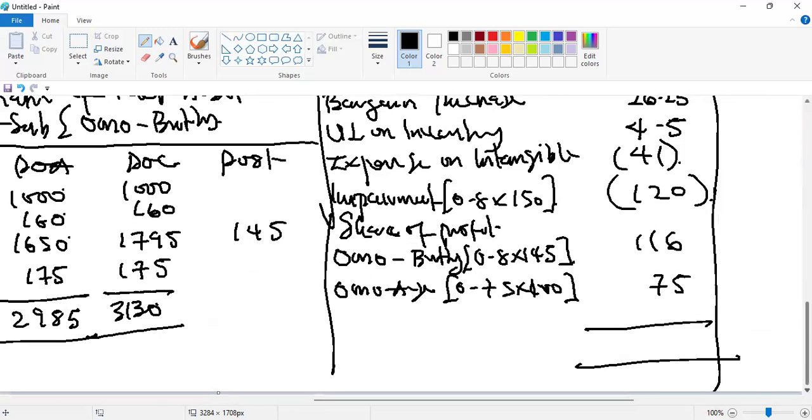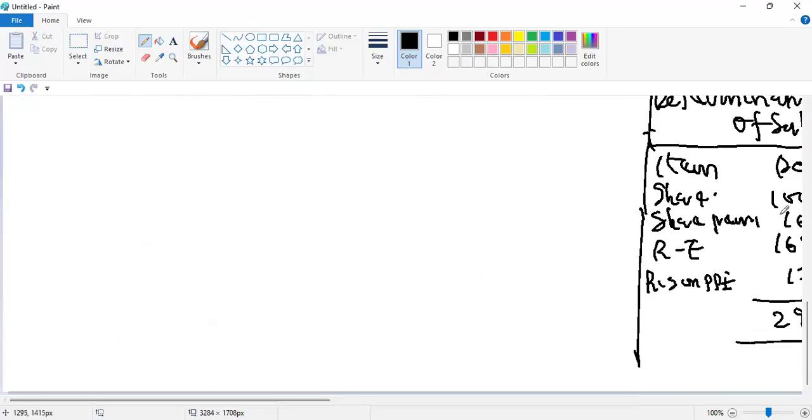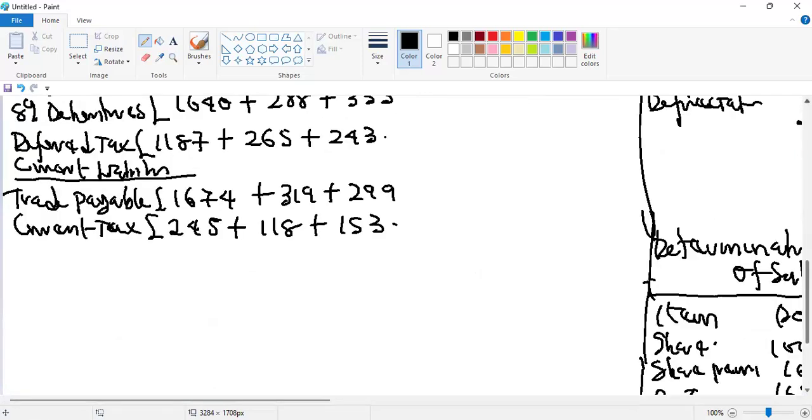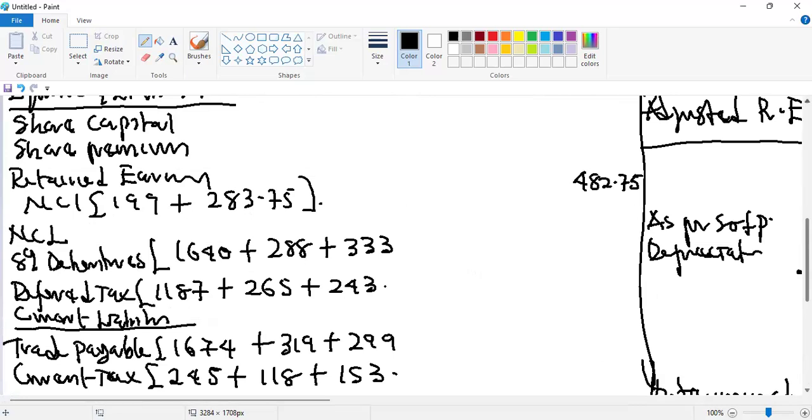So 4418.75. That's it. I can now go and consolidate them. 4418.75. What is the share capital of the parent?